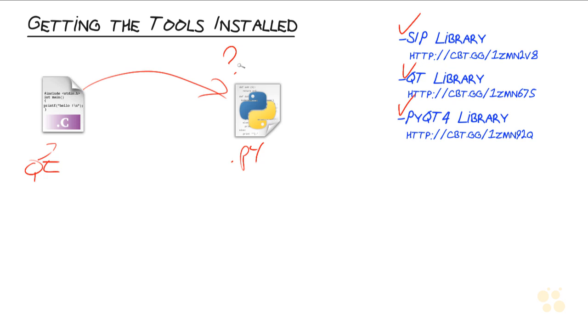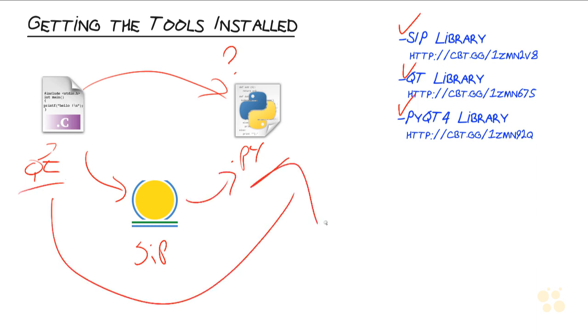We need some kind of translation. Well, Riverbank Software, the people who make PyQt, also have that translator, and it's something called SIP. What SIP is going to do is translate a C library into Python for us and allow us to run this Qt library right up in Python. And that's what all three of these utilities do.